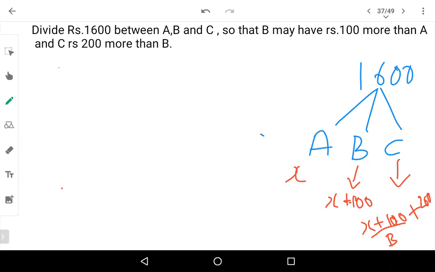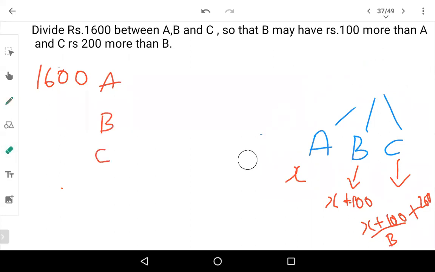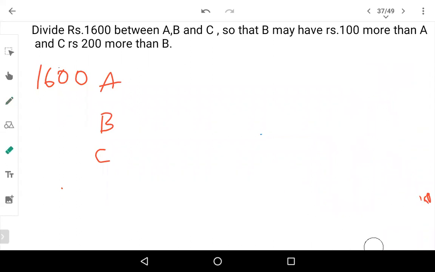See, that is the difference that you people have to understand. I'll explain it again. Listen carefully. 1600 is being shared between A, B and C. Now in this sharing, what has happened is they have not given us what is the share of A. We don't know what is the share of A. Now, so what we will assume is, we will assume A's share to be X.